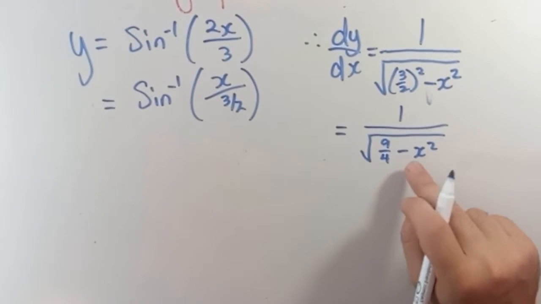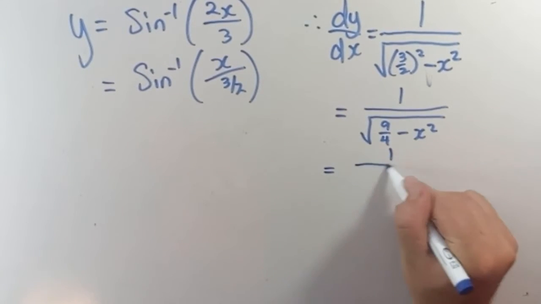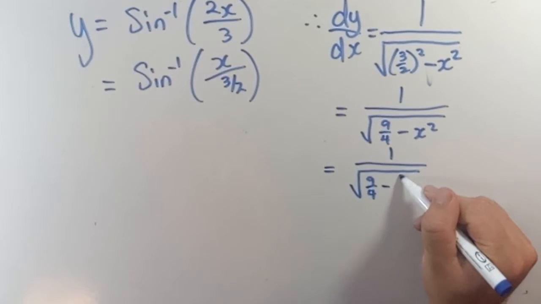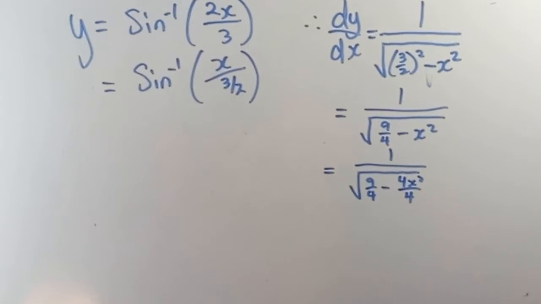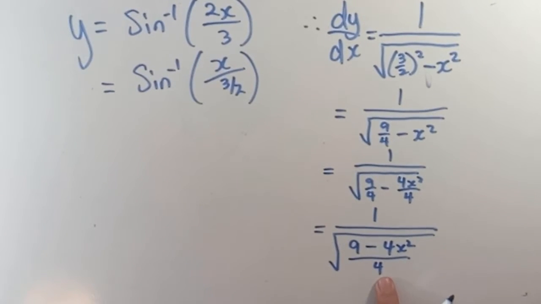Let's make these fractions add up. So we'll get a common denominator here. So I'm going to go 1 over the square root of 9 on 4 minus 4x squared on 4. Okay. Then I can put these together. 1 on the square root of 9 minus 4x squared all over 4. And now I can take the square root of the 4, flip it up to the top.